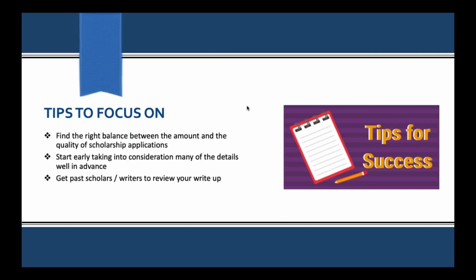Because you are focusing more on quality and not quantity, you have to try to find the right balance between the number of applications you want to submit and the quality of the applications. While doing this, you have to apply wisdom. Because you're trying to limit the number of applications, you don't want to not apply for a scholarship you think you're eligible for. You don't want to do that. Another thing you have to do is start early. Start early, and while starting early, take into consideration most of the details well in advance.